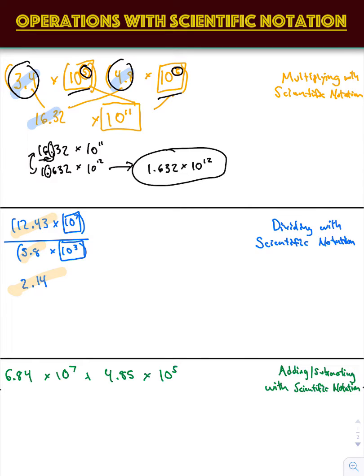Now, when I go to evaluate my base 10 with the exponent here, we have 10 to the 7th divided by 10 to the 3rd. We learned from the quotient rule when it comes to our different exponent rules that when we divide exponents that have the same base, we subtract.